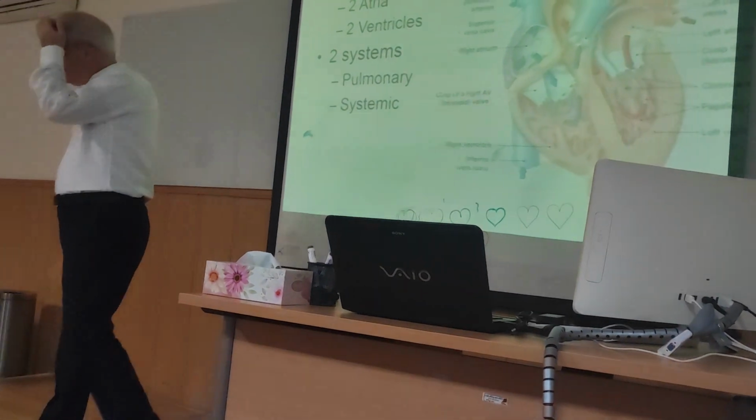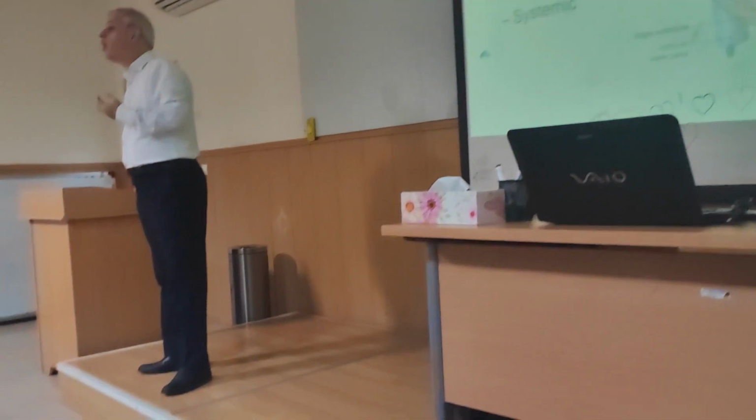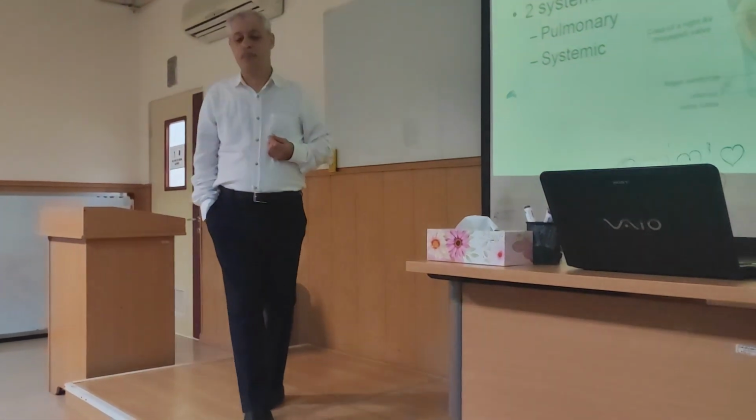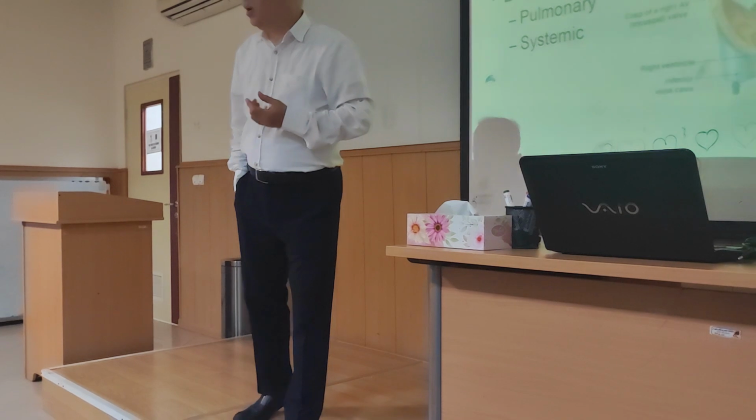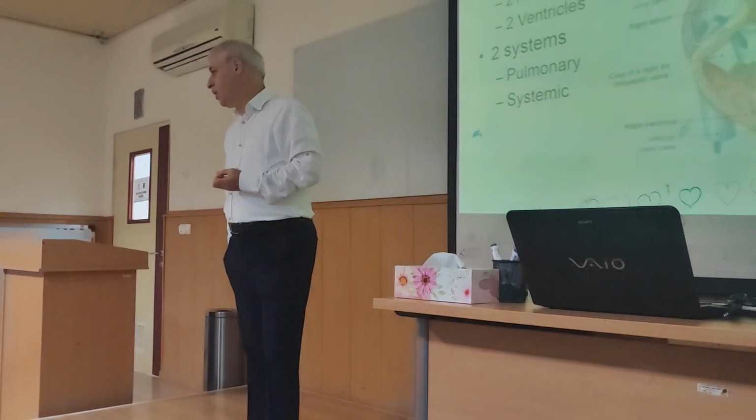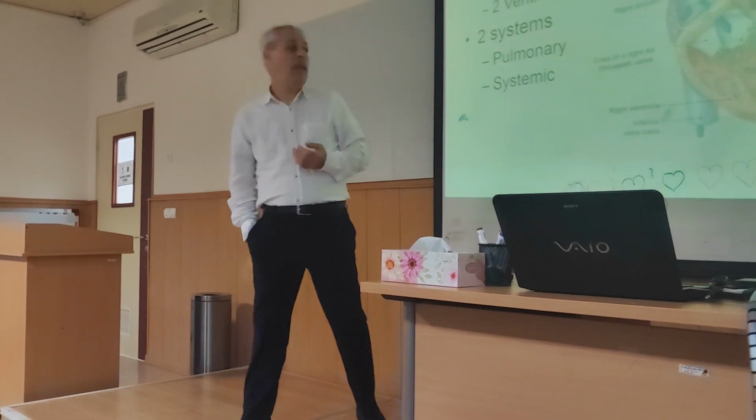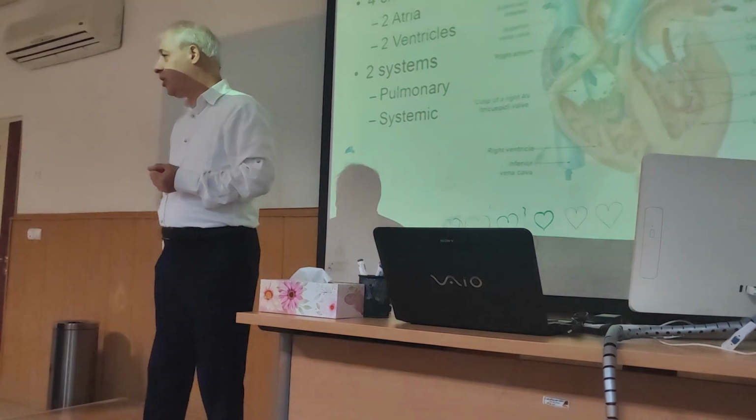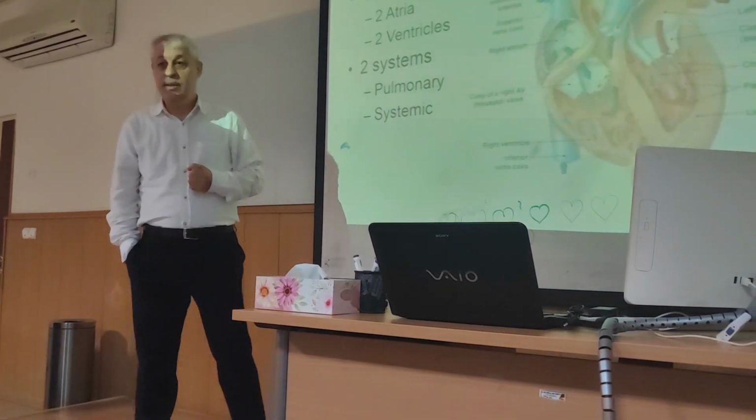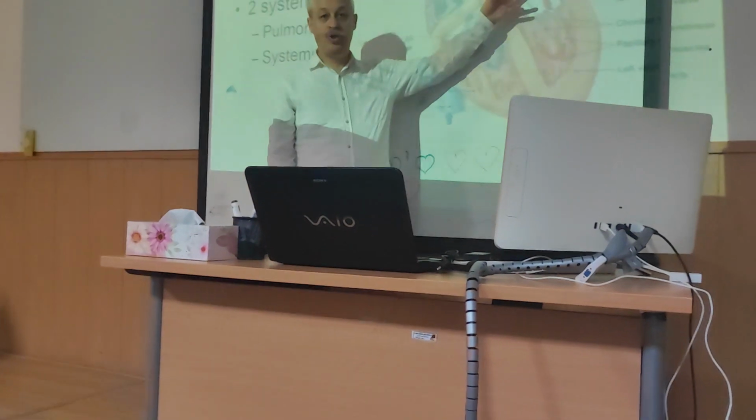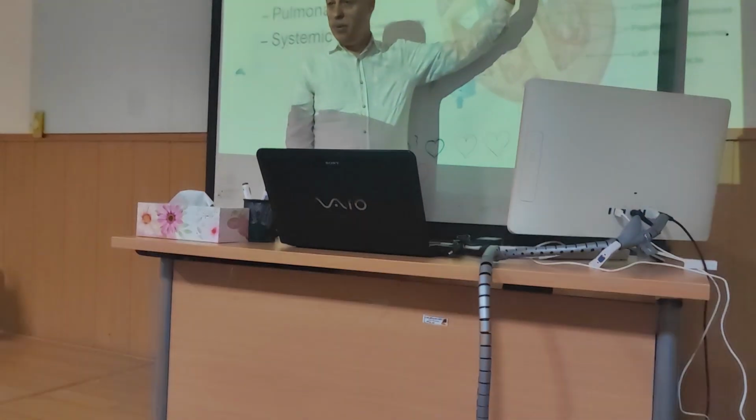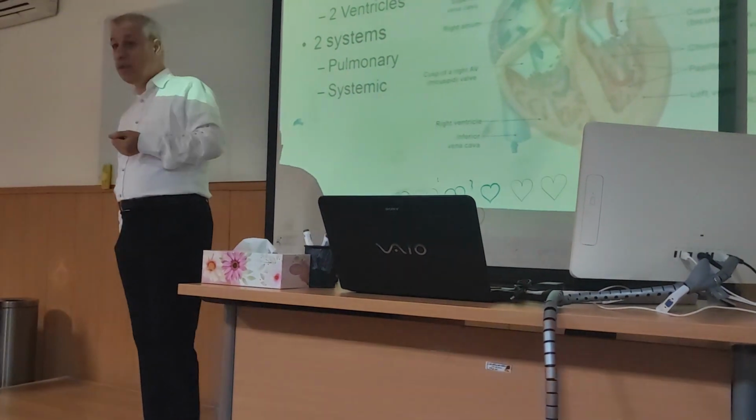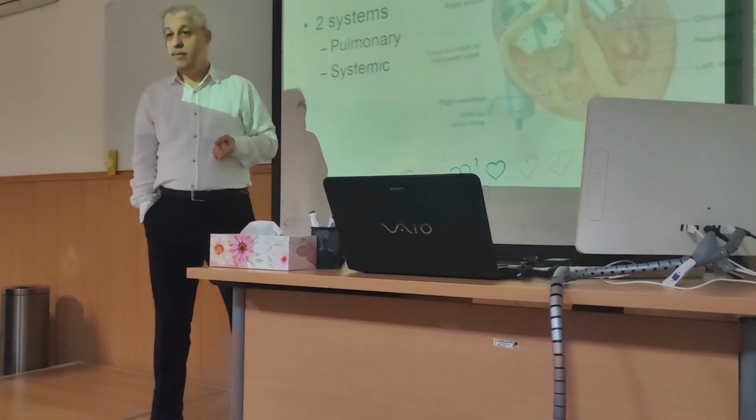The left pump is a high pressure pump, working with high pressure, and provides the blood for the general circulation. The right side is a volume pump and works with low pressure. Each side has two chambers, one in the upper and one in the lower. The upper chamber is called atria. The lower one, ventricle.